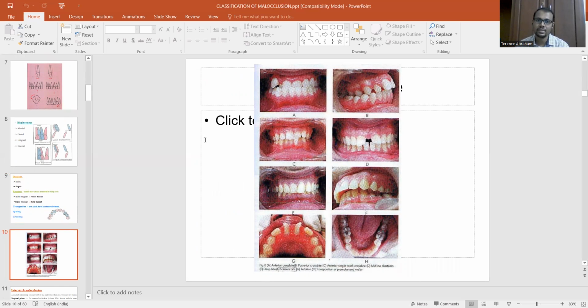In the first figure you can see a buccally placed canine, that is the displacement of the canine. In the right top figure you can see crossbite, and in the next figure you can see midline diastema. There is an anterior single tooth crossbite, lingual inclination of the upper incisor, and deep bite. You can see rotations, and you can see the increased overjet, which is also known as anterior posterior malrelation.